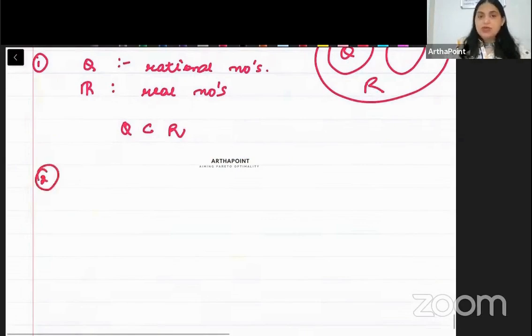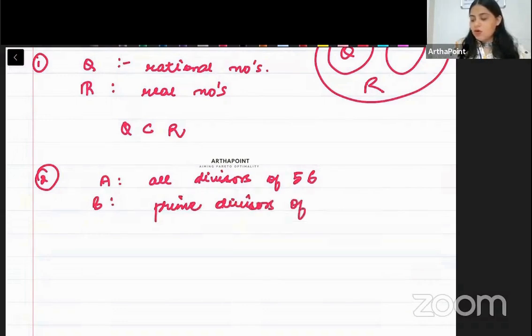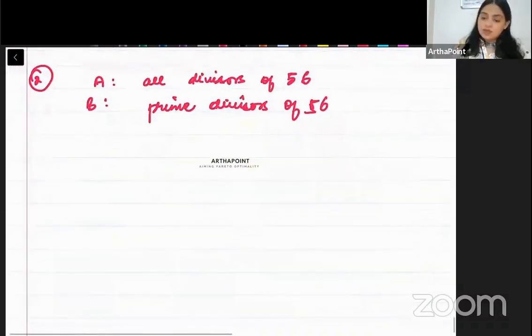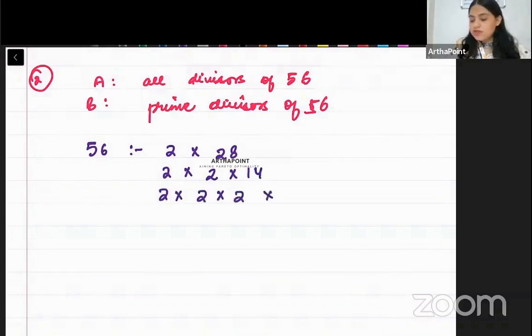बेटा सेकेंड एग्जाम्पल देखो. Suppose I say that A is a set of all divisors of 56. And I can say that B is a set of prime divisors of 56. So beta ध्यान से समझो. When I will write the divisors of 56, 2 into 28 is 56. 28 को I can write 2 into 2 into 14. 14 can be written as 2 into 2 into 2 into 7.